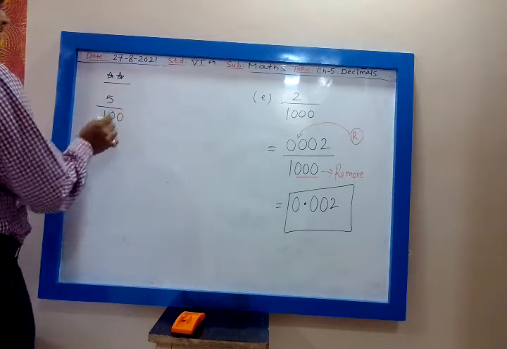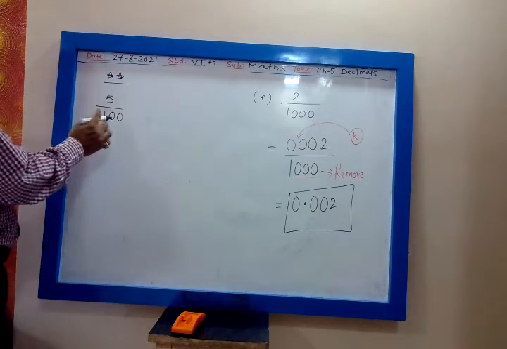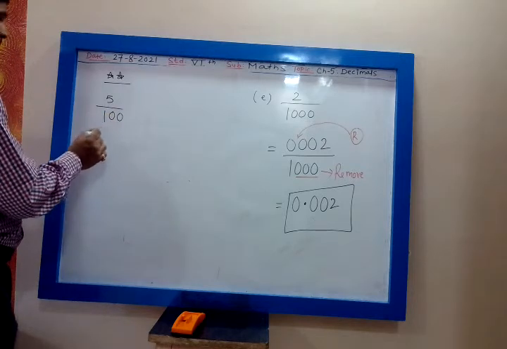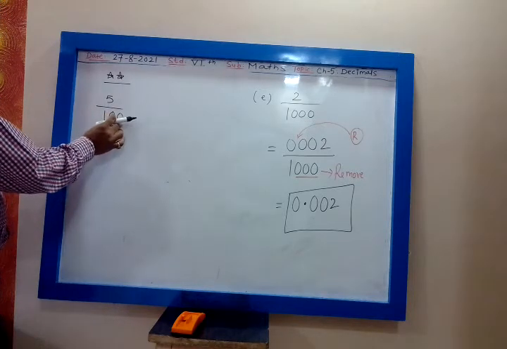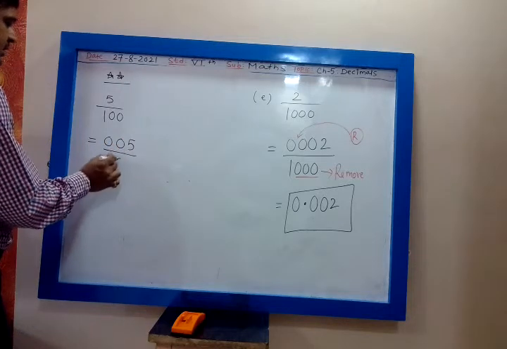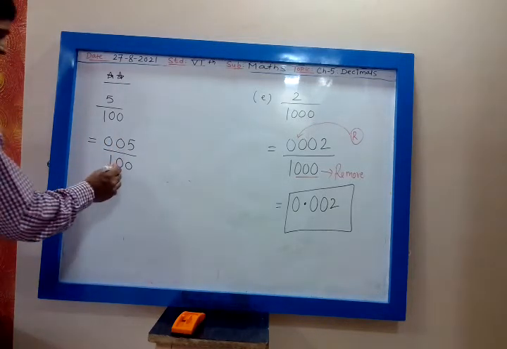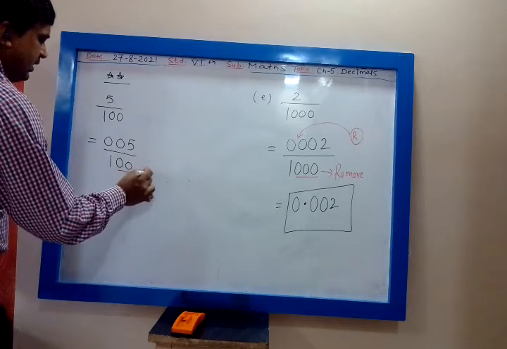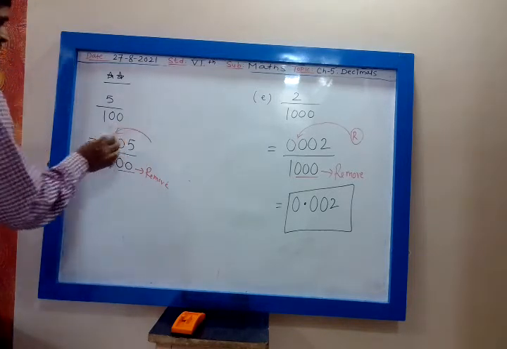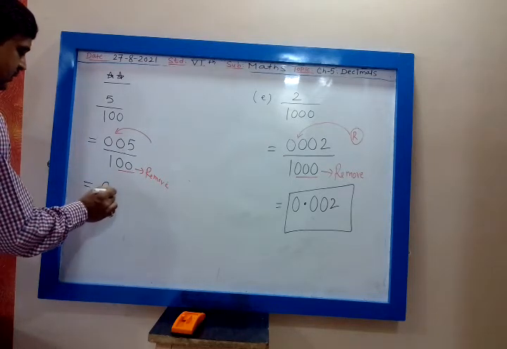5 upon 100. How will you place the decimal? First you write 5 upon 100. There are 2 zeros, so I will write 005 upon 100. Now remove these 2 zeros. So the answer is 0.05.